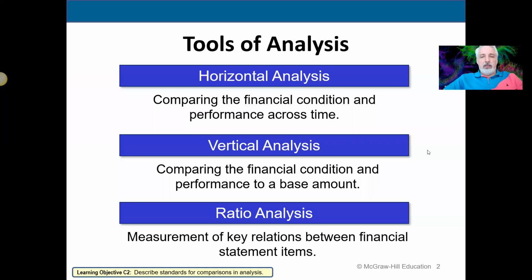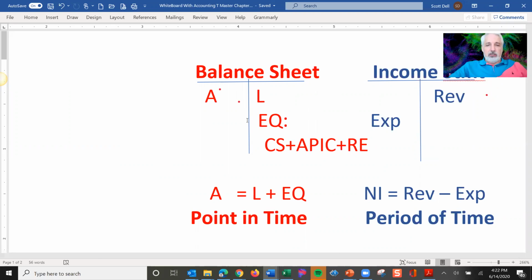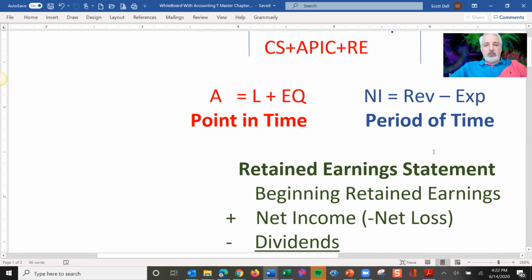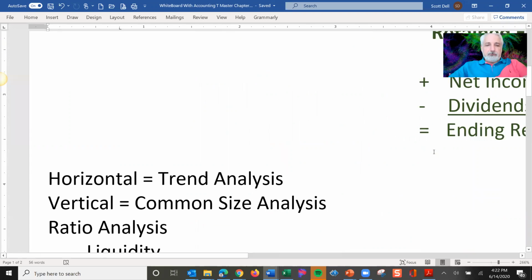And we're going to take a look at three major areas. First is going to be horizontal analysis. Second will be vertical. Third will be ratio analysis. So let's talk about each one of these. You remember our pictures of revenue and expenses. You remember our pictures of assets, liabilities, and equity. We've got the debits and credits down. We've got the retained earnings statement down. But we're going to be doing some comparisons.